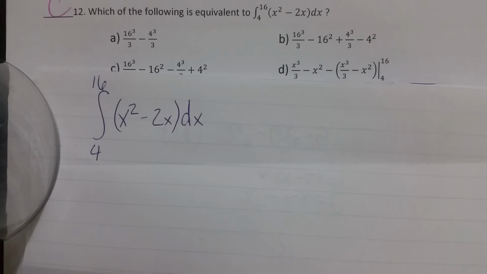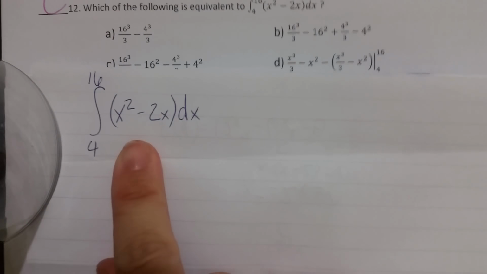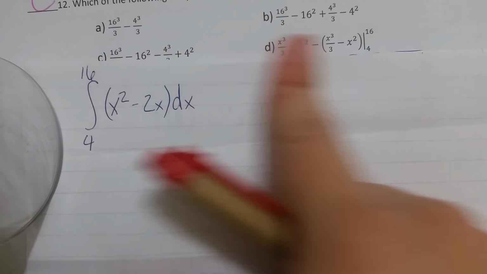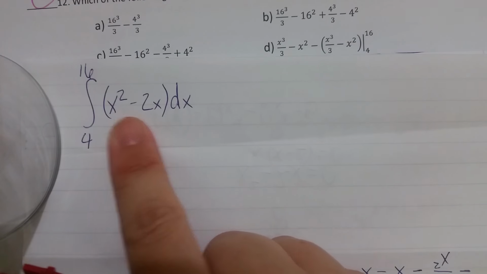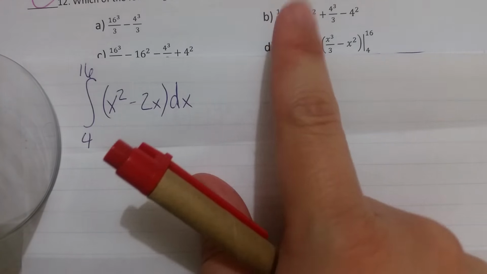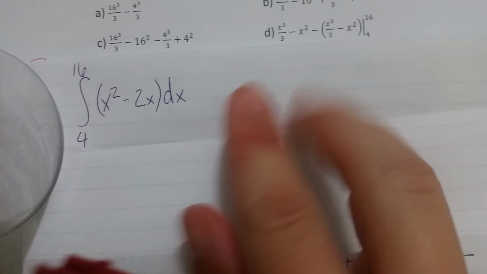Number 12 is testing if you understand definite integrals without using the calculator, because normally we would solve this in our calculator, but I'm actually showing you the work and seeing which one it's equal to. So let me work through how to do this by hand, and then I'll show you how you could have also solved this one using your calculator if you weren't sure.